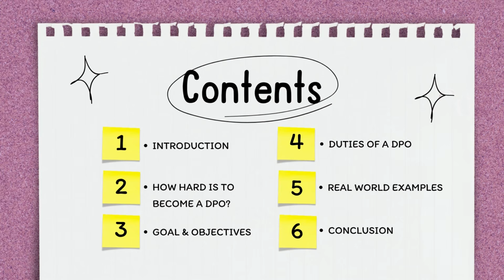So I'm going to cover these topics today: introduction, how hard is it to become a DPO, the goal and objectives, duties of a data protection officer with some examples, and finally the conclusion.